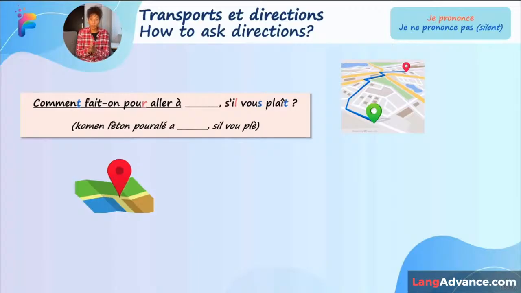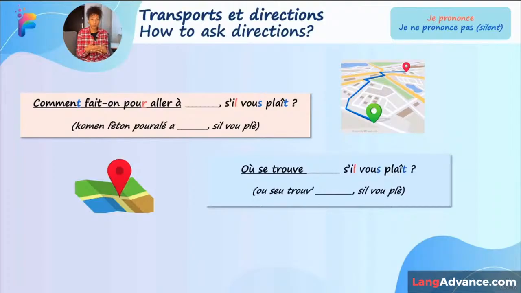Let's have a look at the question. Comment fait-on pour aller à, s'il vous plaît? You just have to precise where you want to go. So, for example, comment fait-on pour aller au Louvre, s'il vous plaît? But you can also use this sentence. Où se trouve, s'il vous plaît? For example, où se trouve le Louvre, s'il vous plaît?